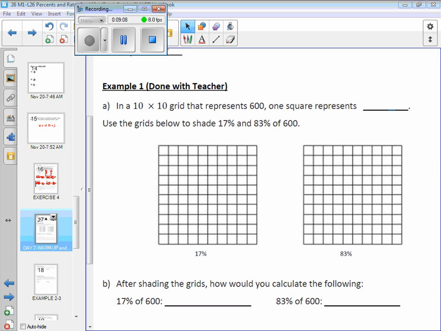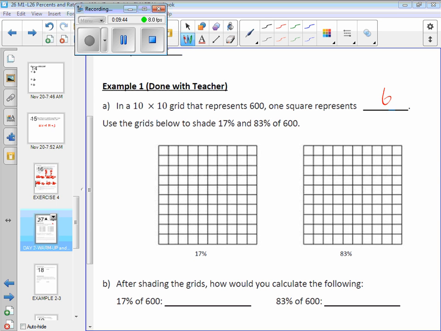Now they're telling you that the whole entire grid is worth 600. So what does 1 square have to represent? Think back to the tape diagram. This is just like a more elaborate tape diagram. Everything has to add up to 600, and there's 100 of these. So what's each one worth? Antonio? 6. Correct.